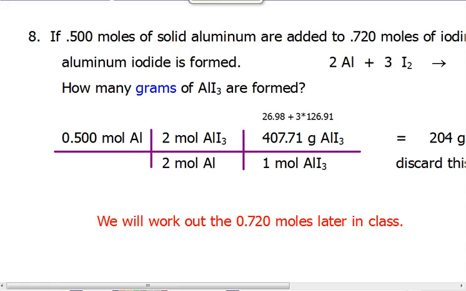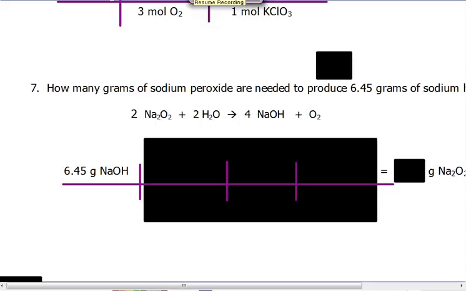All right. How many moles of solid aluminum iodide? Just a second. Let me check something. And that's the secret to life and everything as we know it.